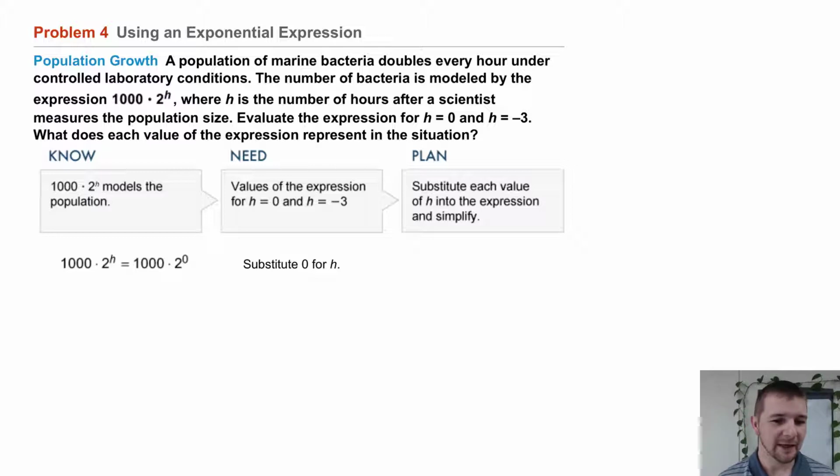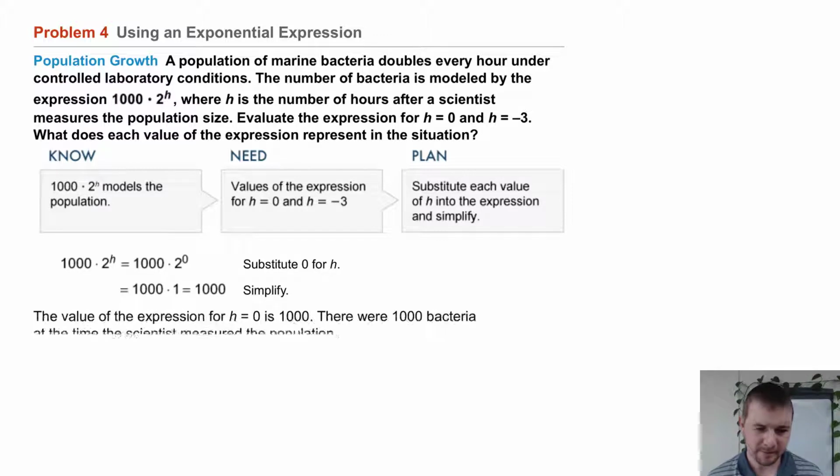Well, first let's find the value of the expression when h equals 0. So we'll substitute 0 for h. 1,000 times 2 to the 0 power is simply 1,000 times 1, and that's 1,000. So we can state the value of the expression for h equals 0 is 1,000. There were 1,000 bacteria at the time the scientist measured the population. Remember, that's what a time of 0 represents: the very first measurement, or the very start of the experiment.